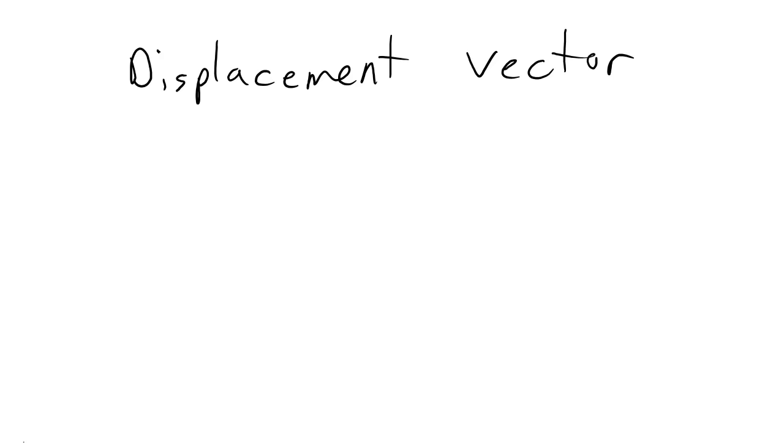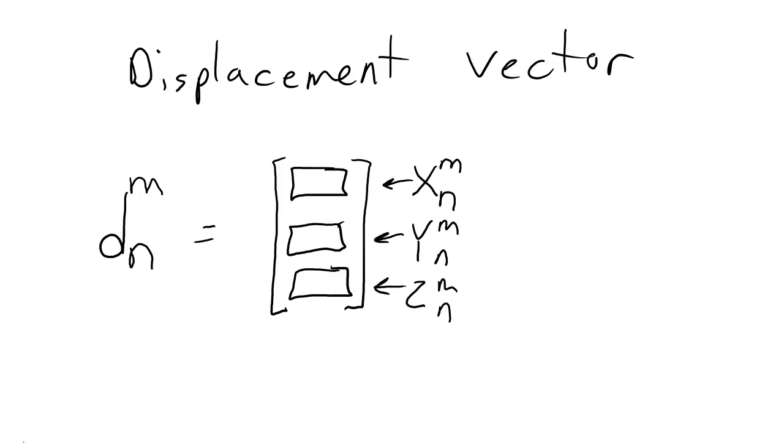The displacement vector is represented by the letter D. The displacement vector only has one column and it has 3 rows. The first row tells us the x position of the n frame in the m frame. The second row tells us the y position, and the third row tells us the z position. Let me show you a couple of examples.